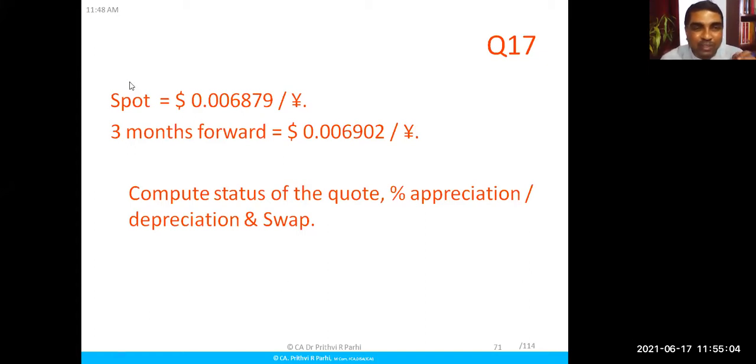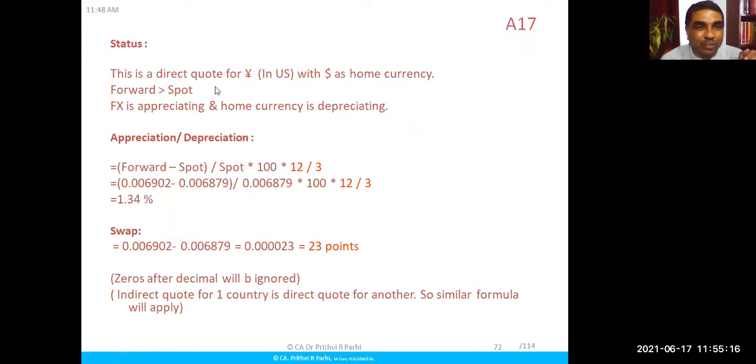I'll be helping you. This is spot, this is 3 months forward. But when calculating appreciation or depreciation, we have to annualize that rate. What is the annual rate of appreciation or depreciation? How to do it? You see, this is a direct quote, because it is dollar by yen, with the dollar as home currency.